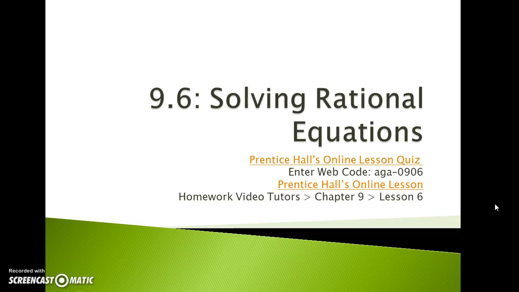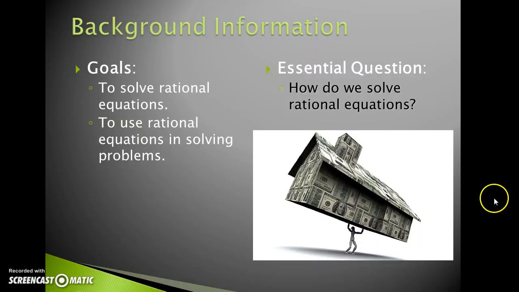Guys, today we're going to look at 9.6, solving rational equations. And unlike expressions, equations, of course, will have an answer that we can get to where x equals something. Our essential question for today is, how do we solve rational equations?